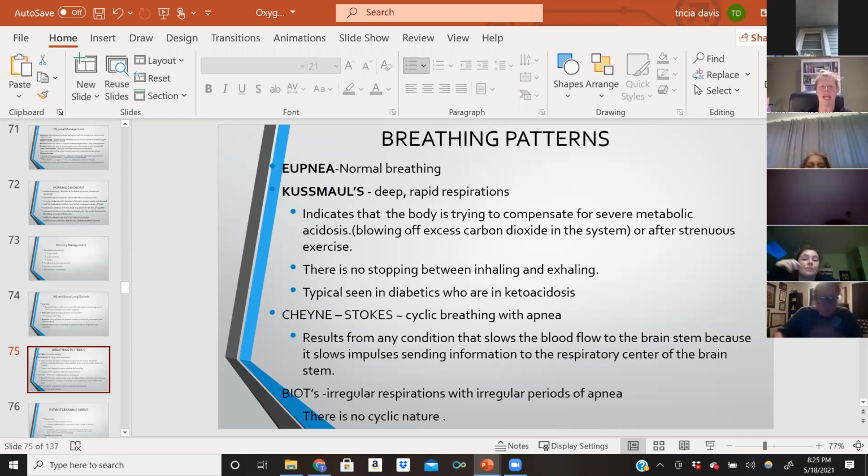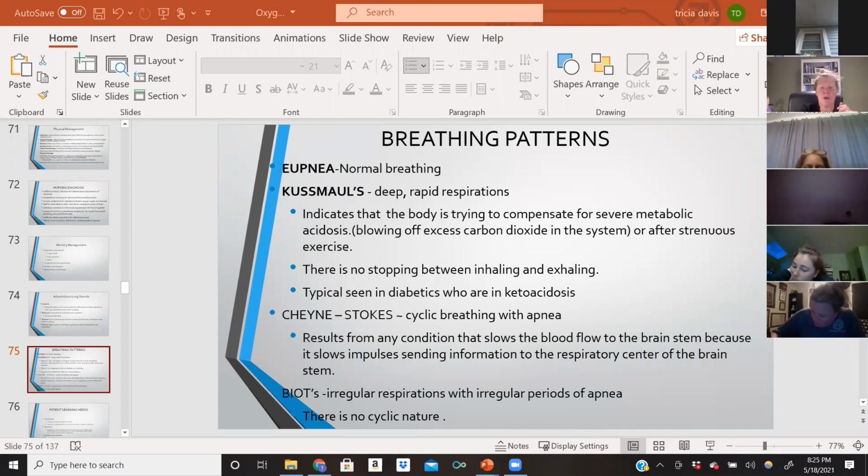There is not going to be any stopping between inhaling and exhaling. They're going to just be back to back. There's not going to be any break at all.